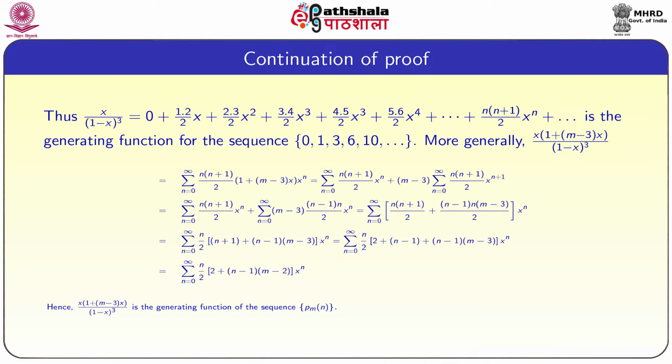So, here the x power n coefficient is the mth polygonal number. Thus we proved that the generating function for the sequence of mth polygonal numbers is x into (1 plus (m minus 3) into x) by (1 minus x) whole cube.